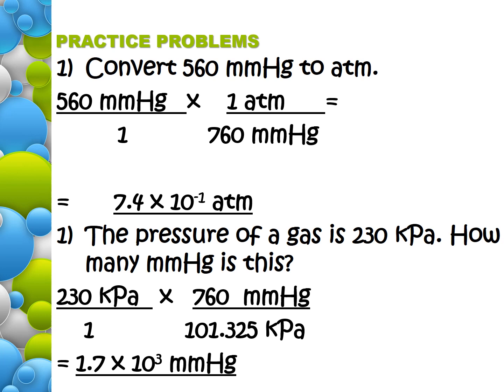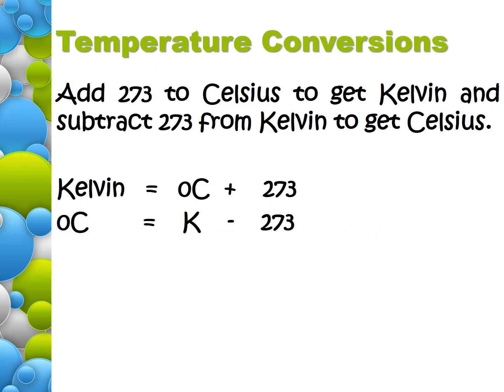And then I have one more thing, and that is temperature conversions. The temperature conversions are going to be just Kelvins and Celsius. You don't have to do Fahrenheit. Okay, I'm going to change the slide. So in order to get Kelvin, if you know Celsius, you just add 273. Or if you know Kelvin and you need Celsius, then you subtract 273.